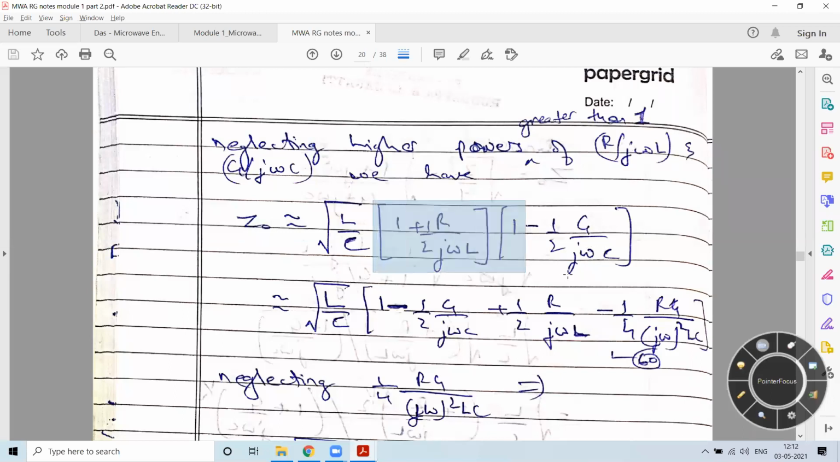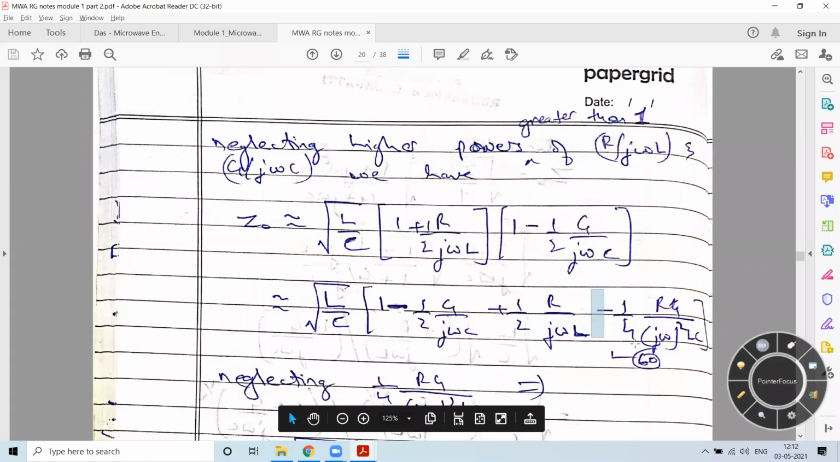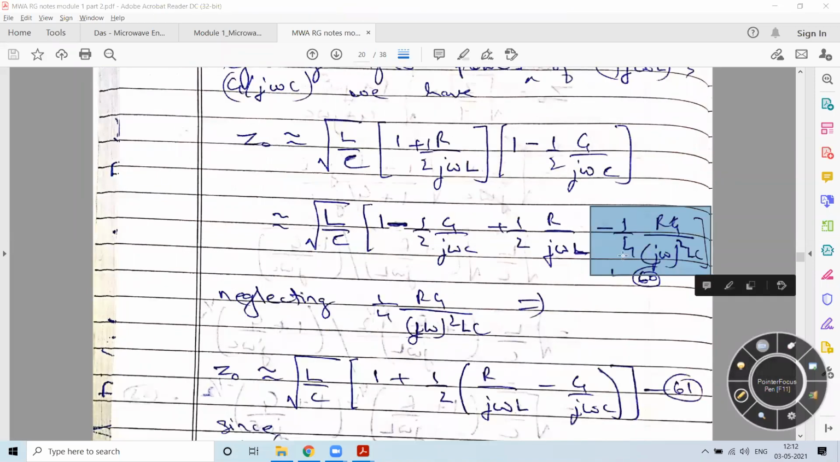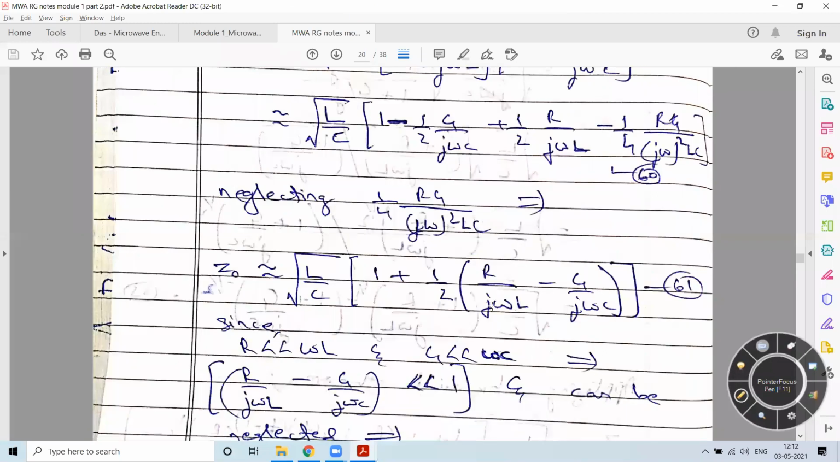Now again you simplify this by multiplying each of the parameters. When you do that, you will get another term in which you have j omega squared. Again, we assume that this term tends towards zero, therefore we neglect it. When we neglect it, Z naught will be nearly equal to this equation we are specifying.